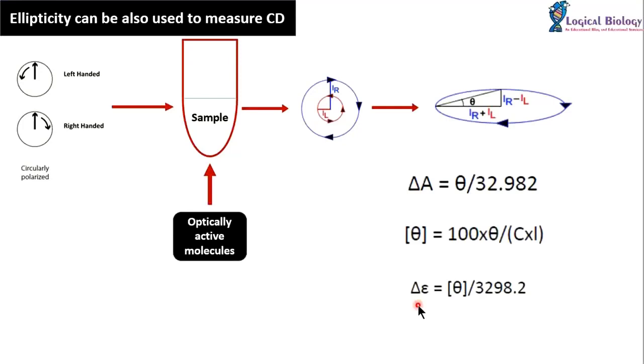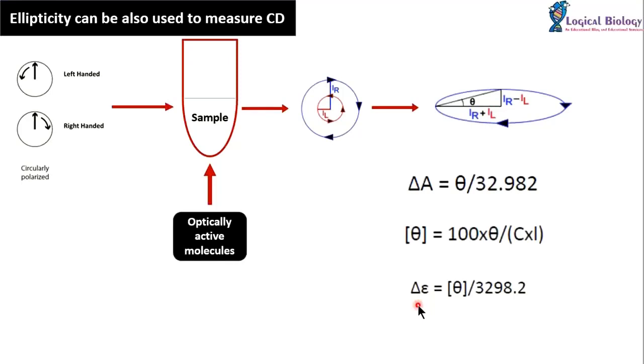If delta A, theta or delta epsilon values are more, it means more circular dichroism, or more difference in absorption. If values of delta A, theta and delta epsilon are less, then there is less circular dichroism, less difference in the absorption of left-handed and right-handed light. So till now we have understood the basic principle, different units, and basic maths of CD. Now we see different examples.